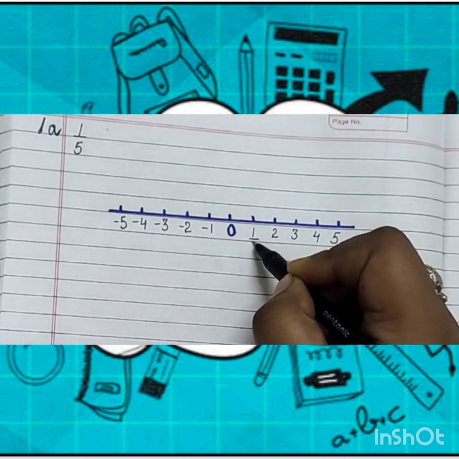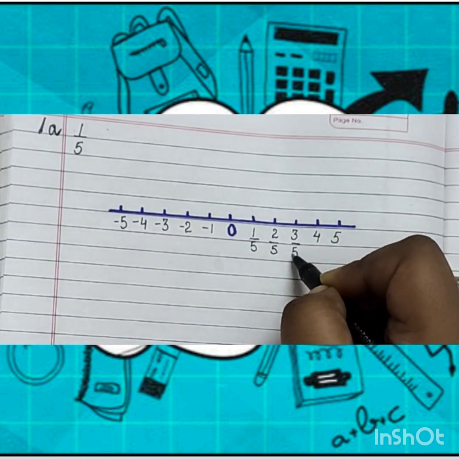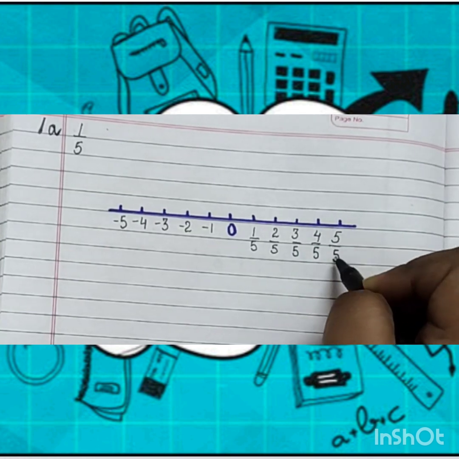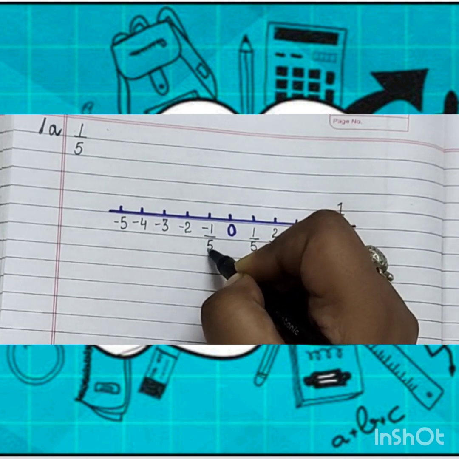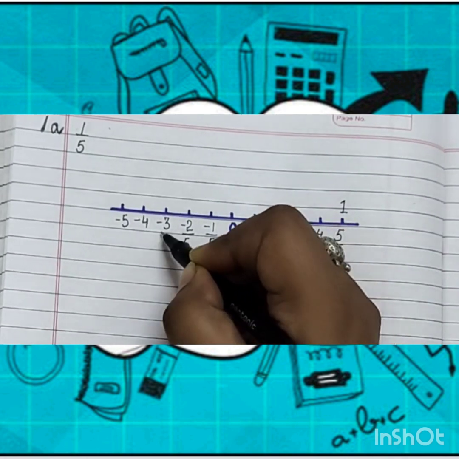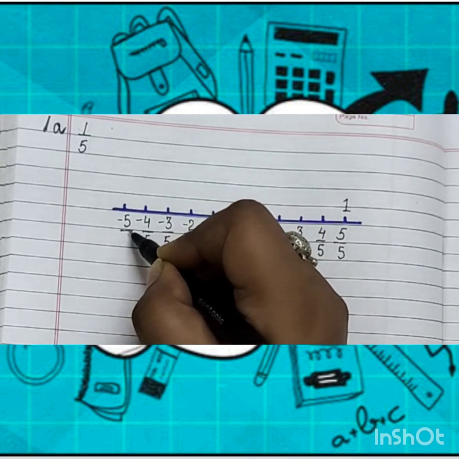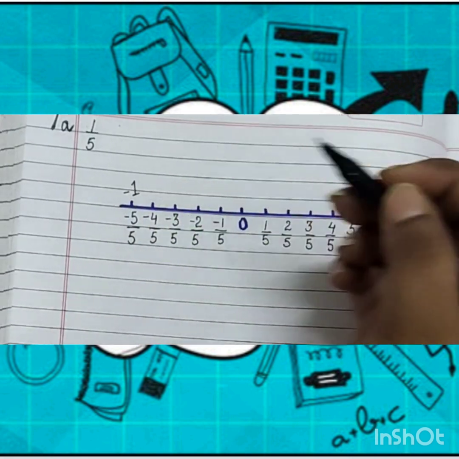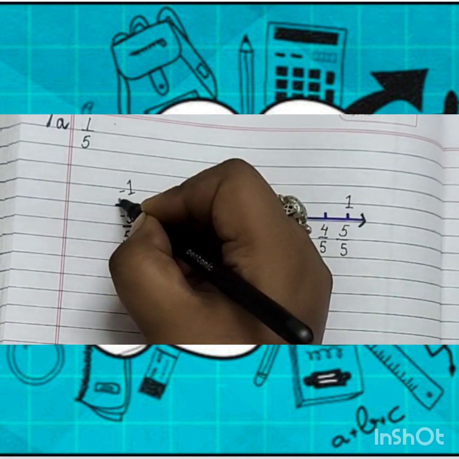So write 1 upon 5, 2 upon 5, 3 upon 5, 4 upon 5 and 5 upon 5. 5 upon 5 means 1. And -1 upon 5, -2 upon 5, -3 upon 5, -4 upon 5 and finally -5 upon 5. This will give -1. Okay, this is the number line. So put arrows on both sides.